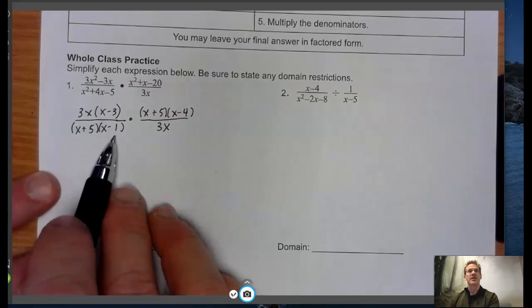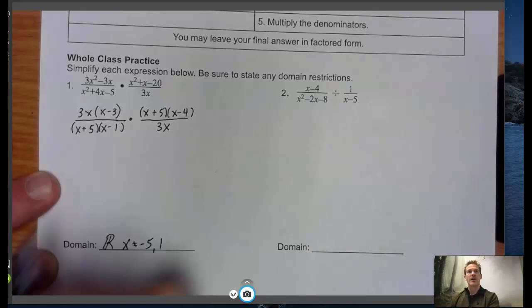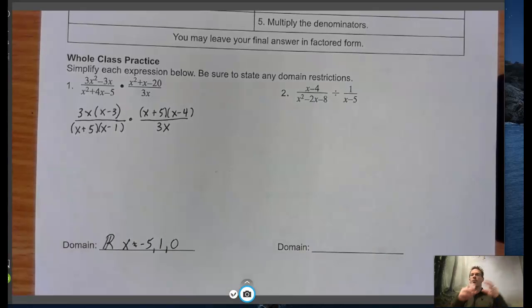So 1 makes this factor 0, so I have to throw out 1. And then when I come to this factor right here, it's just 0. So I have 3 values that I want to throw out right away. That means I can use everything else besides negative 5, 1, and 0. So now let's look for those common factors that we can reduce.